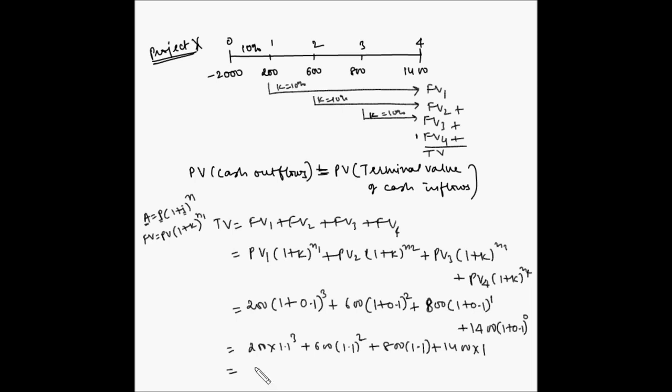So this is equal to 3272.2 rupees. So the terminal value of cash inflows is 3272.2 rupees. So we have the terminal value of cash inflows. Now we already have the present value of cash outflows because 2000 is in the present value form itself. Now we have to convert this terminal value into present value.